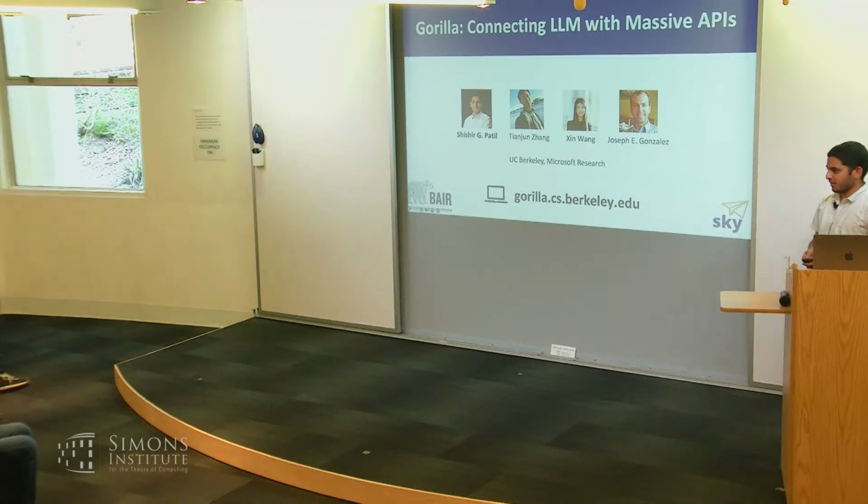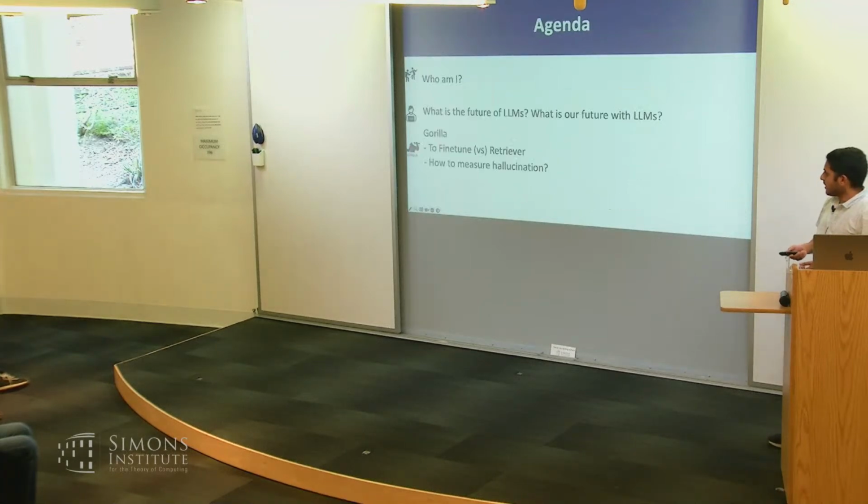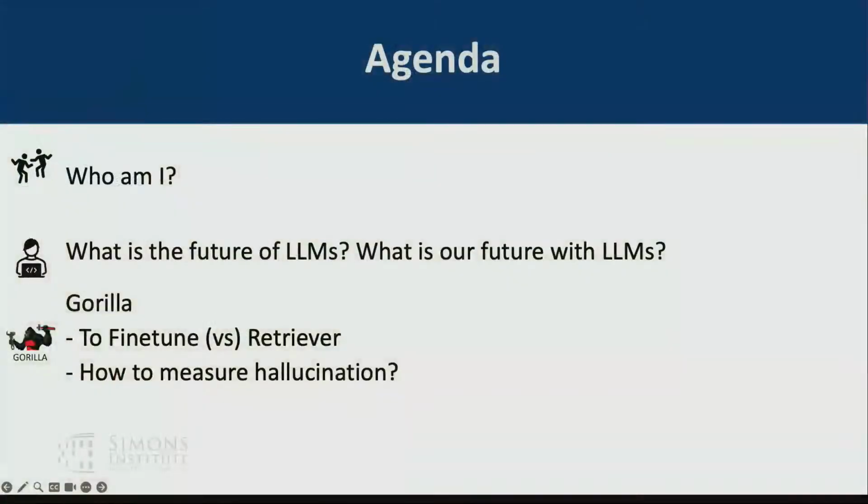Good evening, everyone. I'm Shishir, and today I'll be talking about Gorilla. The goal of this talk is to address two critical questions that most of us might have today: when do you fine-tune an LLM and when do you use retrieval? Second, and more interesting to this audience, how do you measure hallucination? I think these are two of the open and interesting questions in the LLM space today.